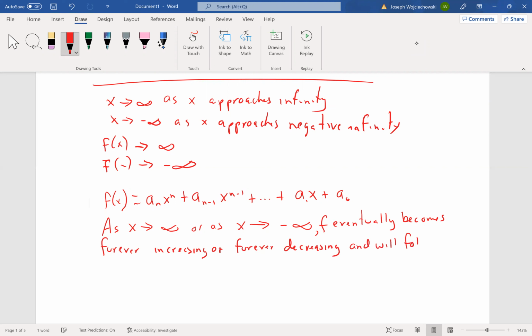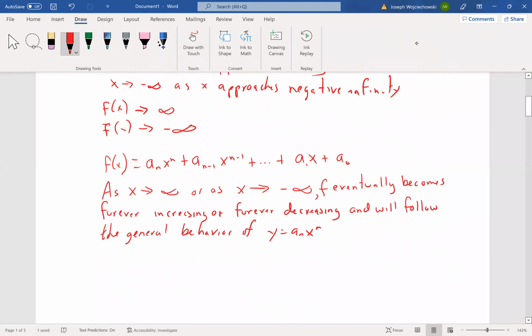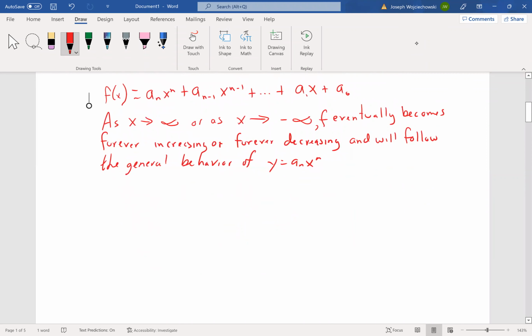And we'll follow the general behavior of y equals a sub n x to the n. So let's look at this. Now we have 4 different possibilities here. We'll start with n is even, and a sub n is positive.